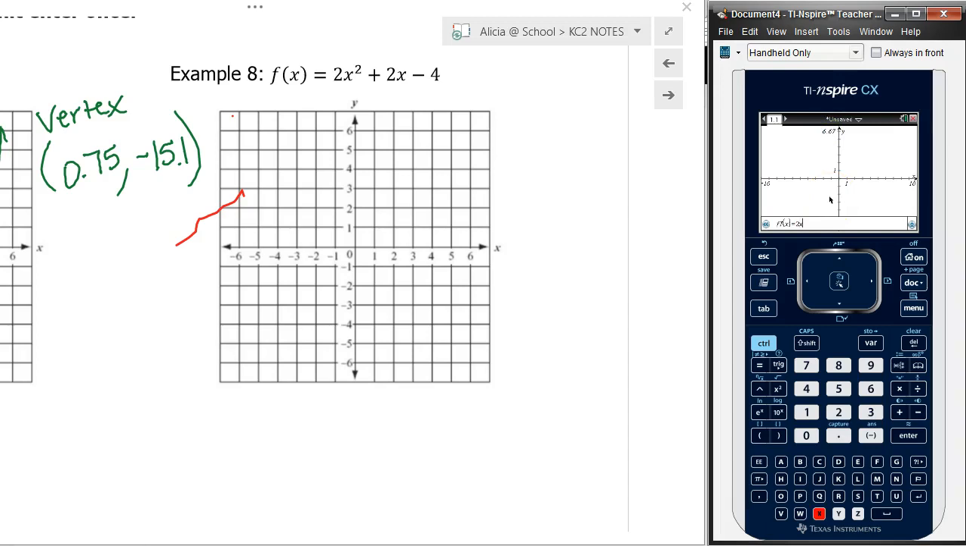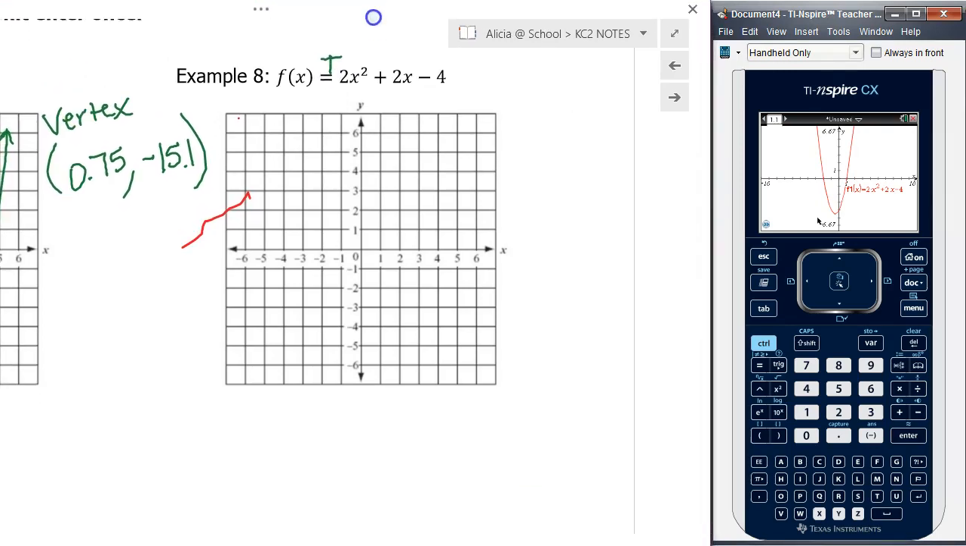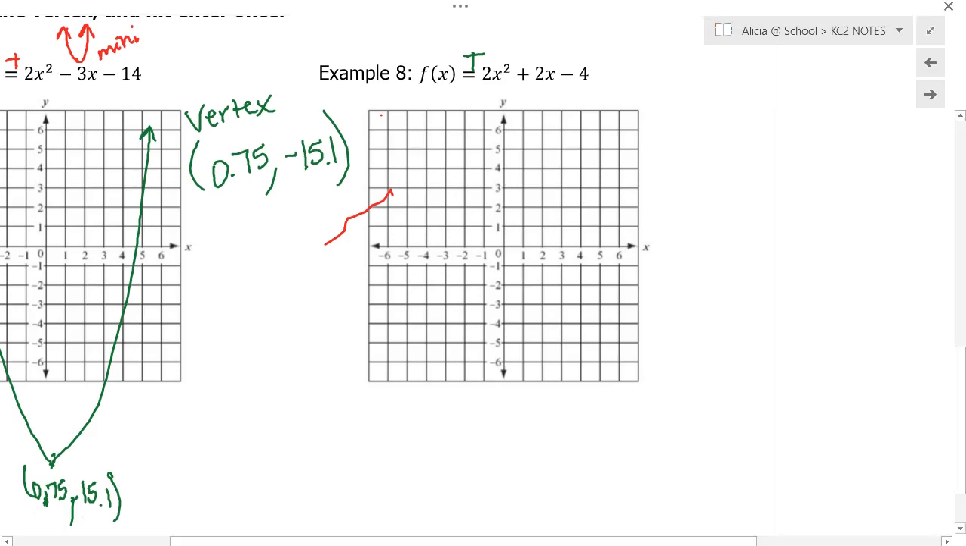So 2x to the second power plus 2x minus 4. I have my function right there being graphed. I do see that it is opening in the positive direction. I also see that the x squared term is positive. So when I graph this, I know it's going to be a parabola opening upward, which means the vertex is going to be a minimum. And let's just find what that vertex point is.